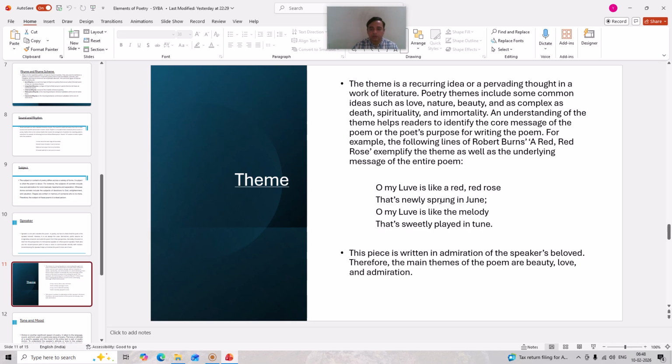So, this is how in this poem the poet Robert Burns is talking about the love that he has for his beloved, and that makes it clear that the theme of the poem is love. This piece is written in admiration of the poet's or the speaker's beloved. Therefore, the main themes of the poem are beauty, love, and admiration.